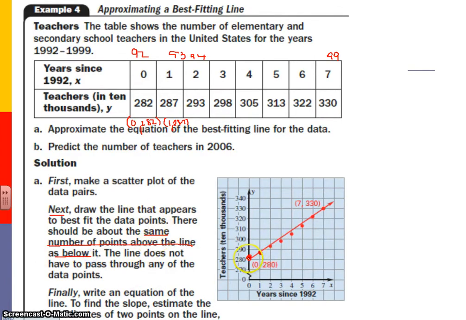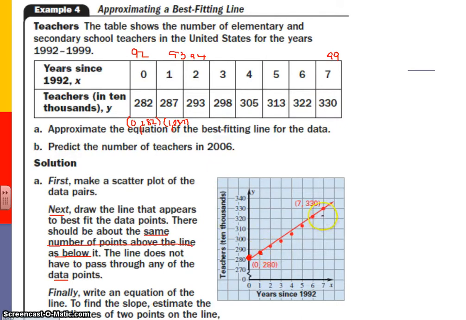So you can see I have probably 1, 2, 3, 4 points either above or close to above the line, and 1, 2, 3, 4 points below the line. Again, it does not have to pass through any of the data points. Finally, write an equation of the line. To find the slope, estimate the coordinates of 2 points of the line.